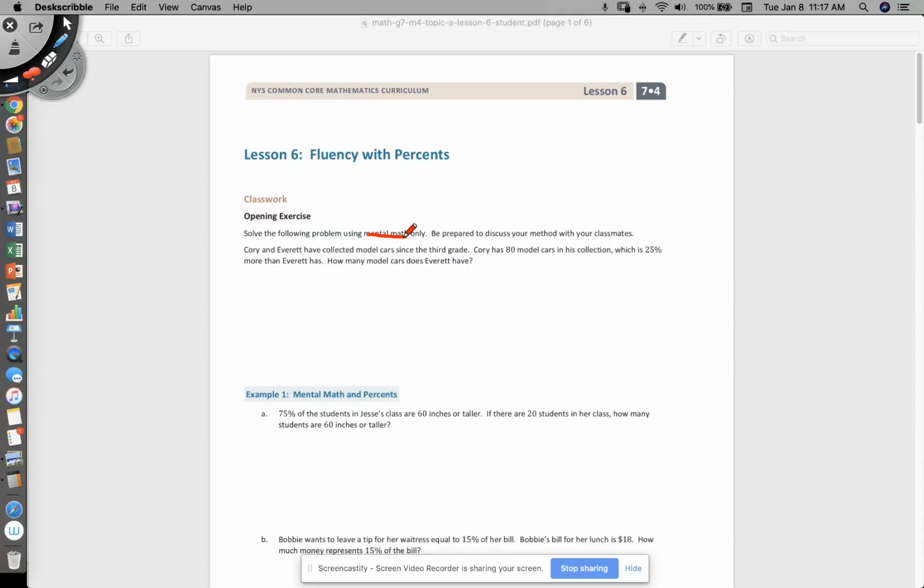Corey and Everett have collected model cars since the 3rd grade. Corey has 80 model cars in his collection, which is 25% more than Everett has. Little words that you should have picked up by now in all these lessons is when you see something that says more than another person, that means you're going to have 100% plus an additional percentage. So 100% would be the total number if Corey and Everett had the same exact amount of cars. But because Corey has 25% more, we're going to add that to the 100%, and so Corey has 125% of the cars.